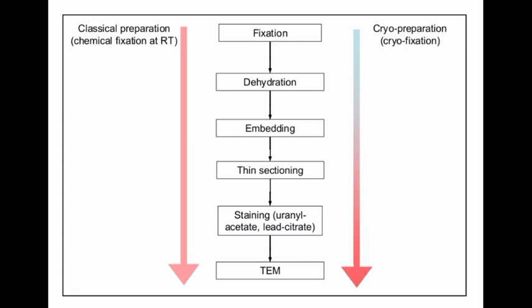In this figure, the left side shows the classical preparation pathway for transmission electron microscopy. The whole process is performed at room temperature. On the right side, the cryo preparation pathway for transmission electron microscopy. The specimen is frozen and slowly warmed up during freeze substitution, meaning low temperature dehydration.